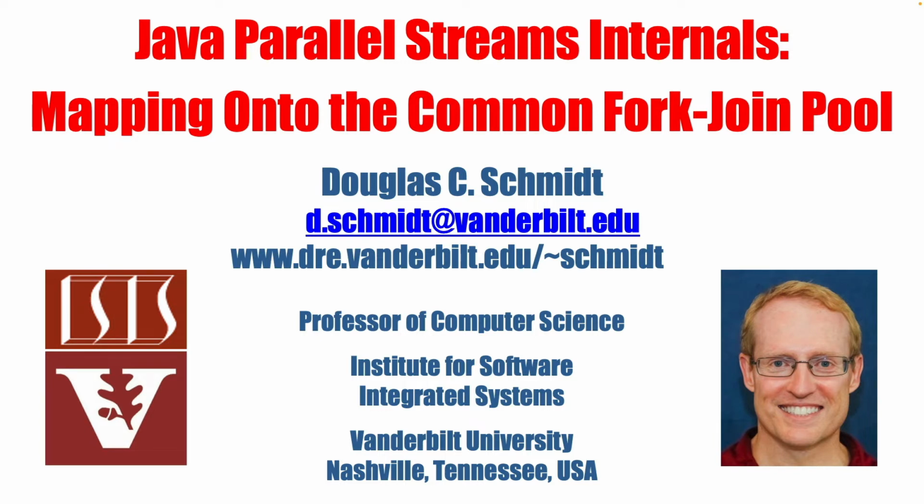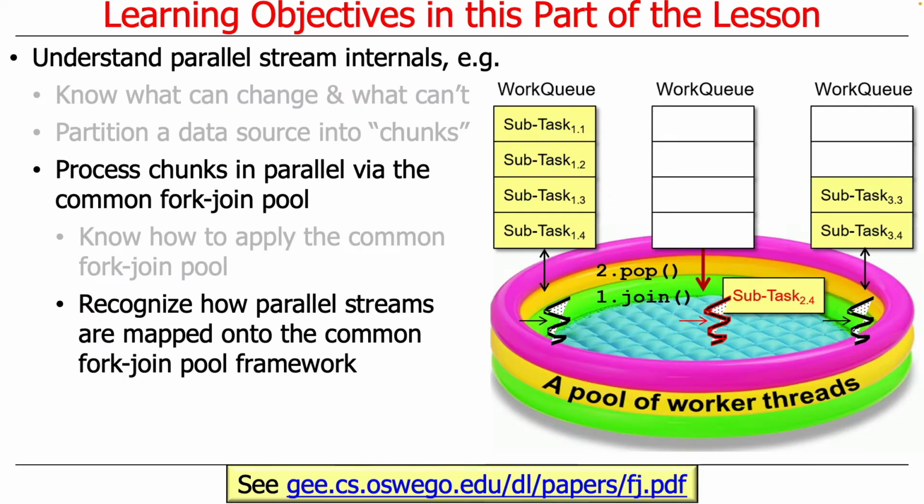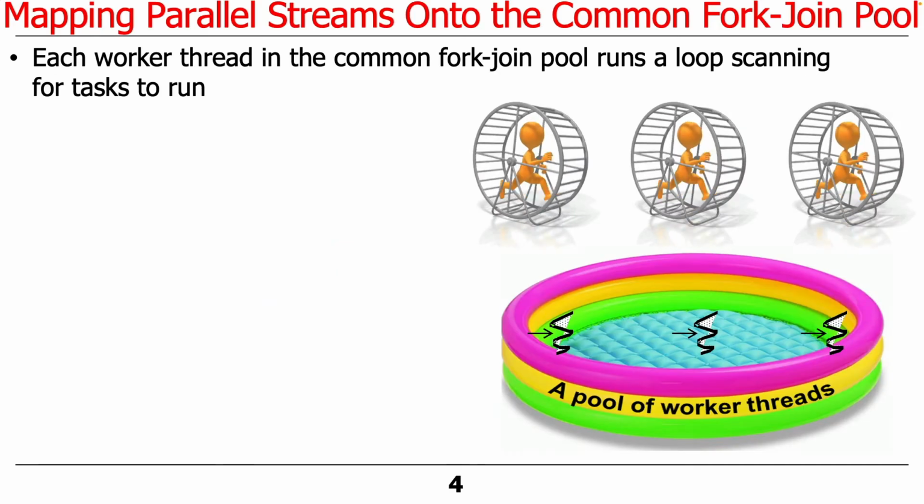So now that you've had a chance to understand what the common fork-join pool is doing and see how you can program it, let's talk about a bit more of the internals. We're going to talk about how the parallel streams framework is mapped onto the common fork-join pool framework. This is actually really cool because it shows you what's happening under the hood.